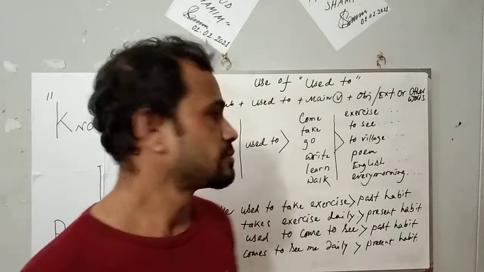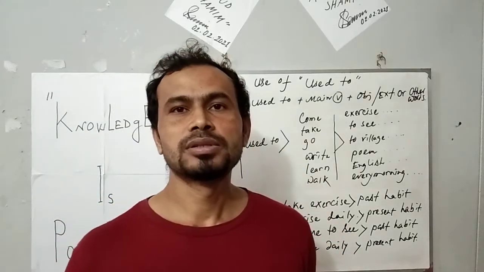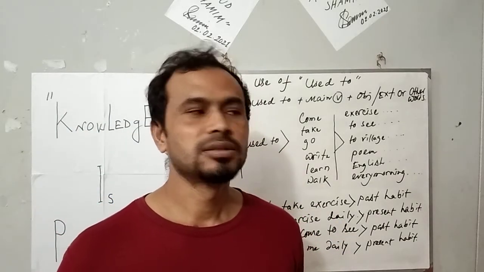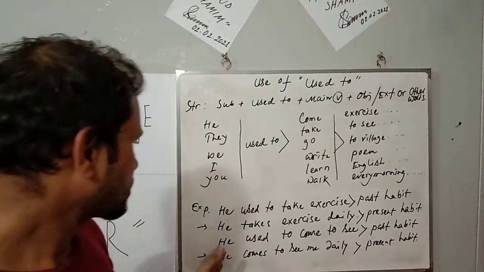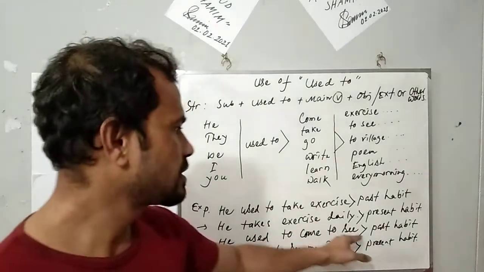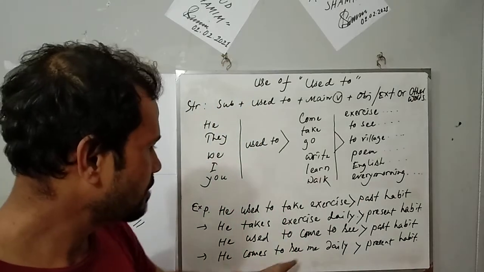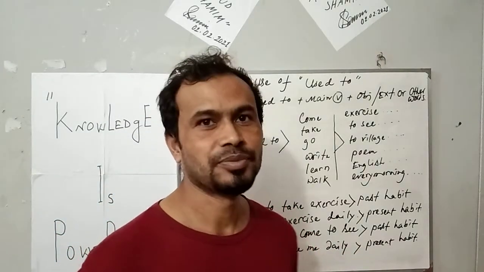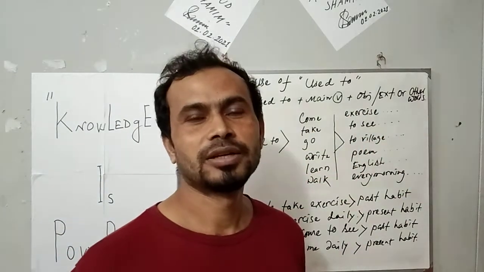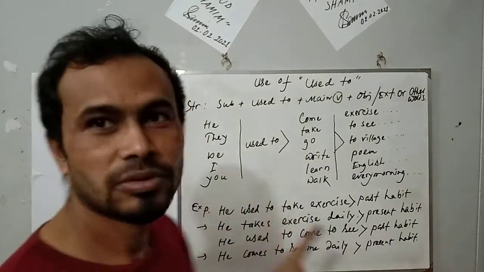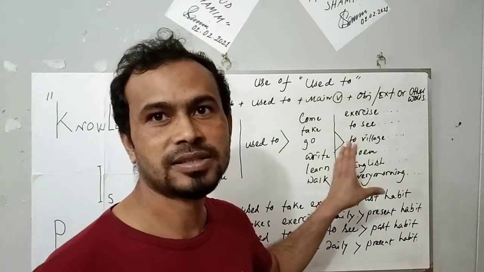When we know past habit or present habit, we can make any sentences easily, and we can speak to other people confidently. Okay, so next sentence: he used to come to see me. This sentence is past habit, and the present habit is: he comes to see me daily. This sentence is present habit. And here we see the subject pattern, used to, verb pattern, and extended other words, this pattern. Just I will tell you quickly which sentences are past habit, which sentences are present habit.